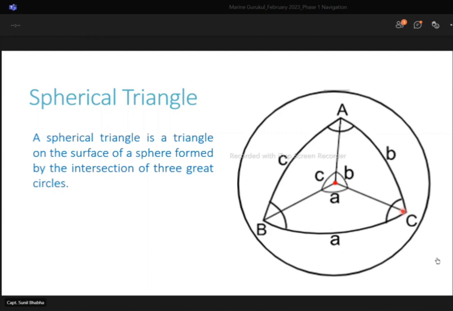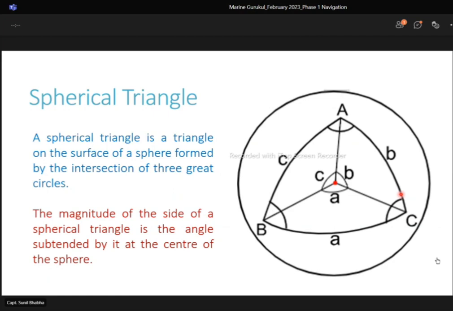For a triangle to be called spherical, all these six parts are considered: the three angles of the spherical triangle, in this case angle A, B and C, as well as the three sides of the spherical triangle. You can see these three sides: AB, which is also represented as small c, then BC, which can also be represented as small a, and the third side AC, which can also be represented as small b.